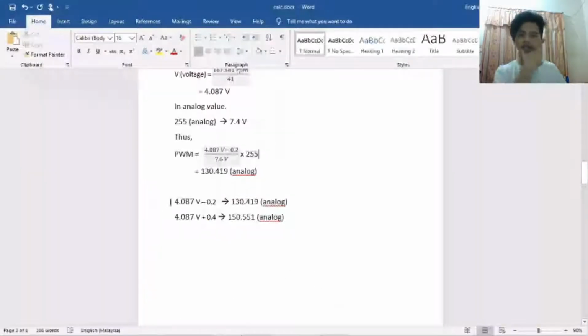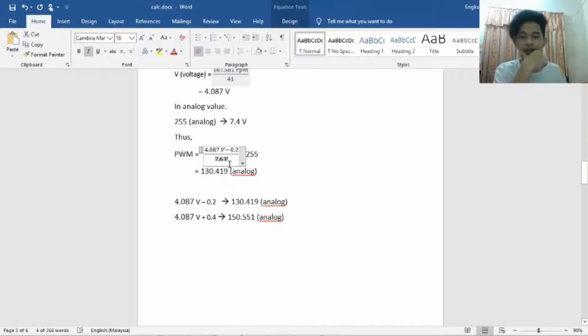But here we can see I minus one side of the robot car by 0.2 volt and on the other side I plus 0.4 volt. This is because there is voltage drop and also extra voltage within the motor driver. And here you can also see I didn't divide by 7.4 but I divided by 7.6. This is because I just measured the voltage supplied by the battery to the motor driver, 7.6, not 7.4, because I just charged this battery. So we get this value.